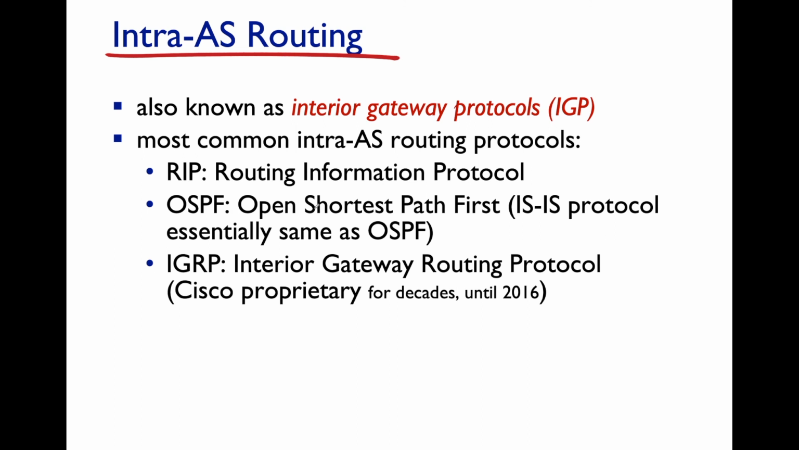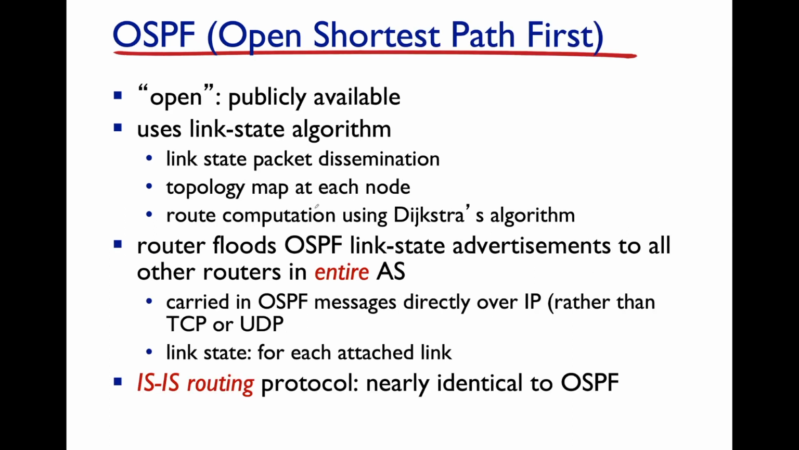Now, this last one was a proprietary standard for a long time from Cisco, and only until 2016 they decided to open it up and allow other people to see what they're doing. And so let's take a look at Open Shortest Path First. It's publicly available. It's an open standard, and it uses link state routing. It is a link state routing algorithm.